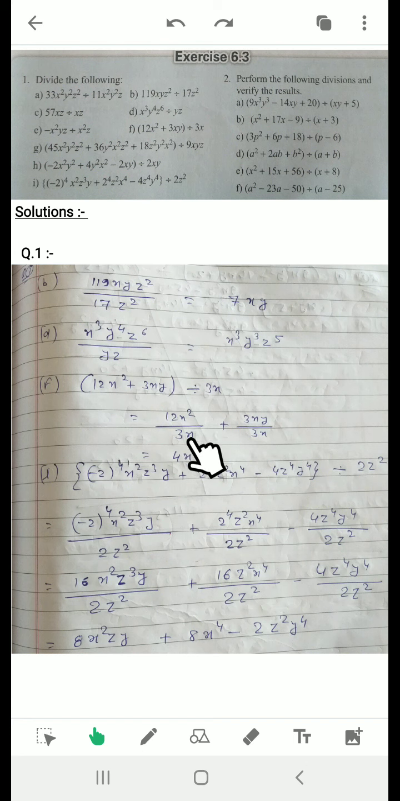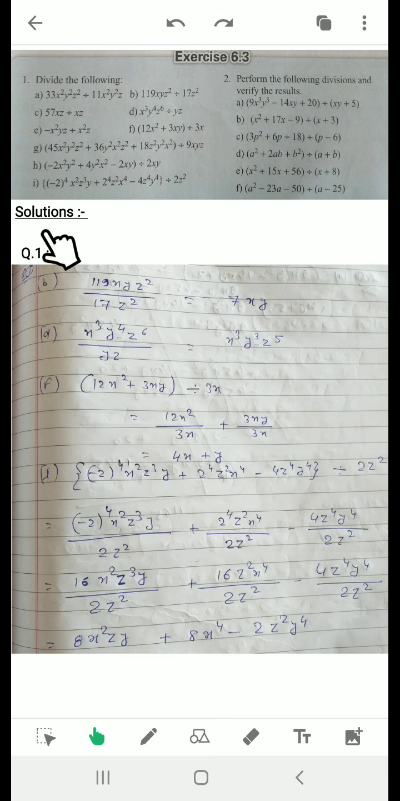All these terms will be divided by that monomial. So 12x square divided by 3x plus 3xy divided by 3x will give 4x plus y, because it is now the case of monomial by monomial. 12 divided by 3 is 4, x square divided by x will be x. Then 3xy divided by 3x will be y. So that will be our answer, 4x plus y.